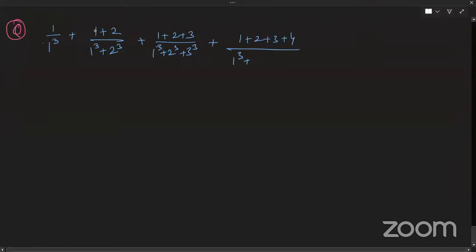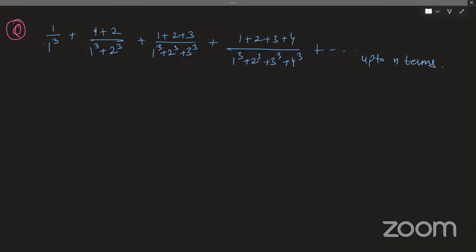So let us mix two questions and do it now. Let us invert the same series. So it is 1 by 1 cube, plus 1 plus 2 by 1 cube plus 2 cube, plus 1 plus 2 plus 3 by 1 cube plus 2 cube plus 3 cube, plus 1 plus 2 plus 3 plus 4 by 1 cube, 2 cube, 3 cube and 4 cube, up to n terms. Fine, I have inverted the previous series.